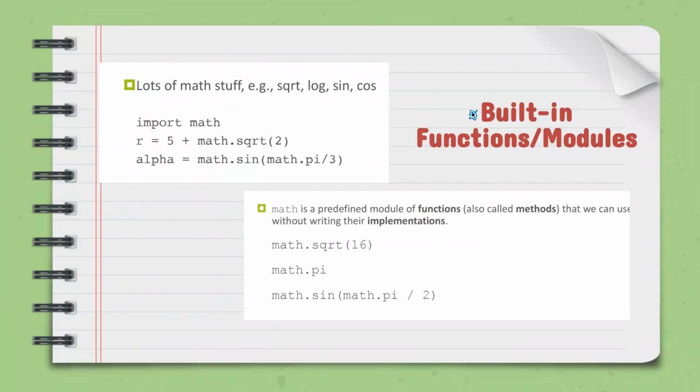So lastly, Python also has certain built-in functions or modules. You can import a math module, and with that you can do various math operations such as square root, logarithms, sines, cosines, trigonometric functions, etc. If you look in the image, you can do the square root of 2. So you can do math.sqrt(2) and also math.pi. Math is just a predefined module of functions, also called methods, that we can use without writing the implementations. It's a predefined module that already has all of its functions saved, so that we don't have to redefine them in our own program. So it's pretty handy when it comes down to it.